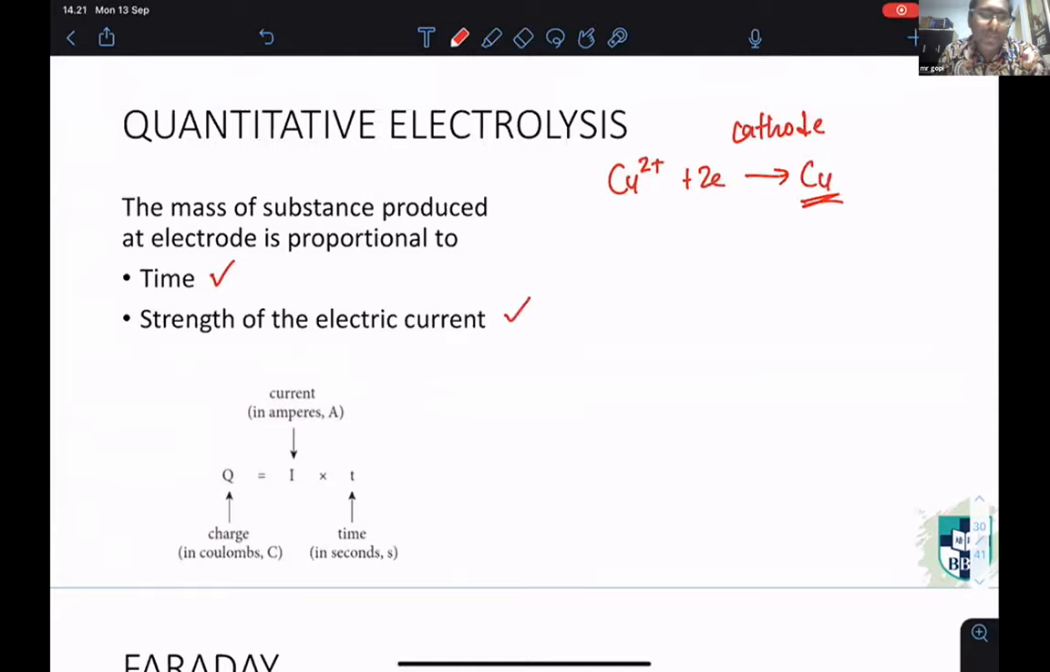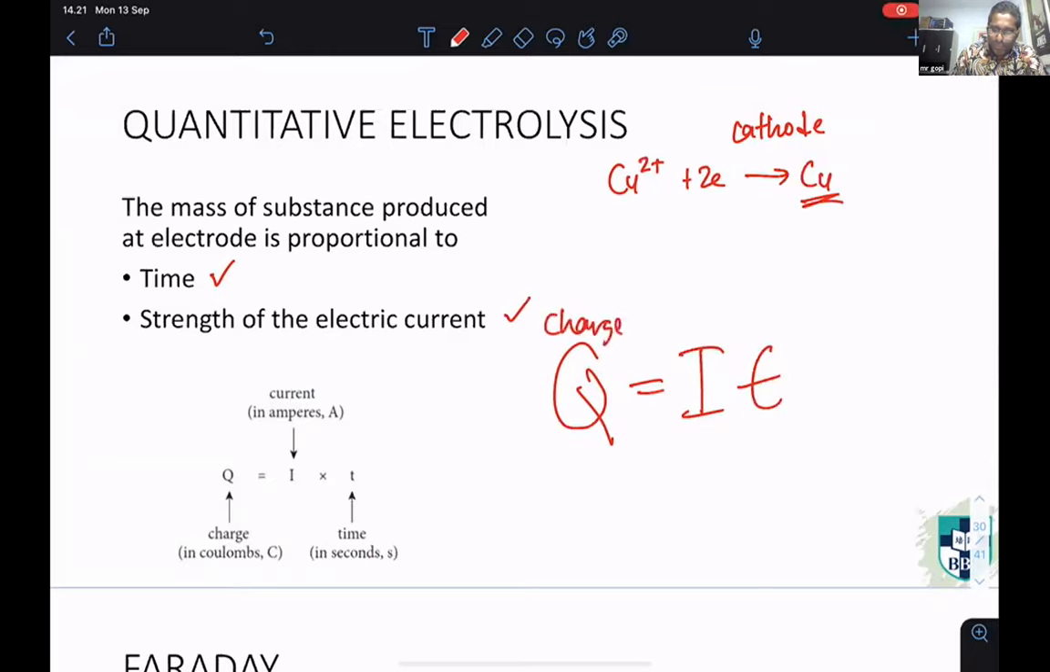This is very important. Everyone should know this: Q equals I times t. Q is the charge, I is the current in amperes, and the time must always be in seconds. Please remember that, must always be in seconds.